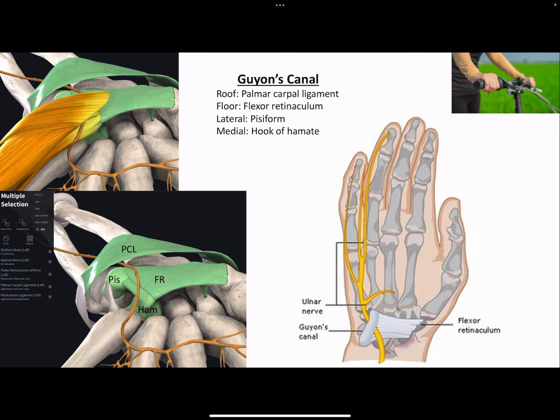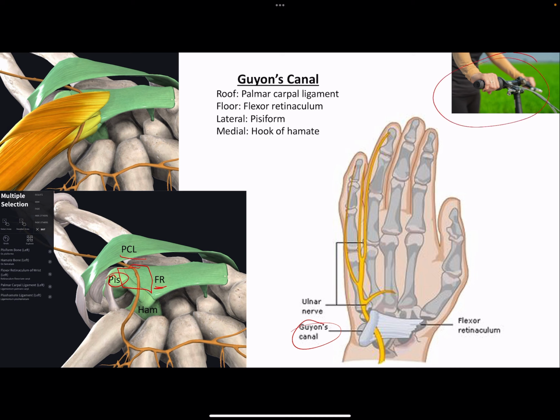Guyon's canal, so we have carpal tunnel for the median nerve, which we'll talk about, but Guyon's canal is where the ulnar nerve is moving through, and you can have compression here. The nerve moves through a very, very small passageway with the palmar carpal ligament as the roof, the flexor retinaculum as the floor, the pisiform bone, and then the hook of hamate. It's not really shown so well in this picture, but they're going to really compress down on this ulnar nerve potentially.